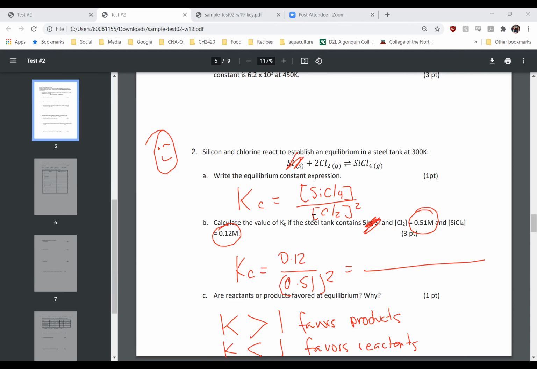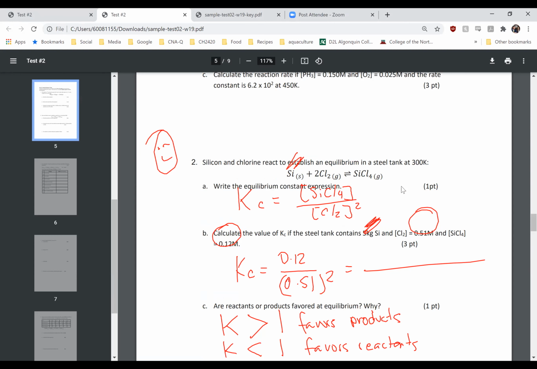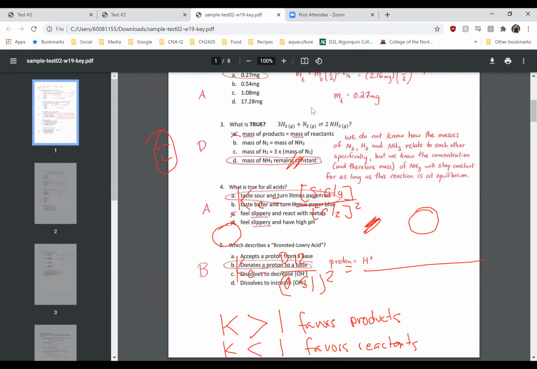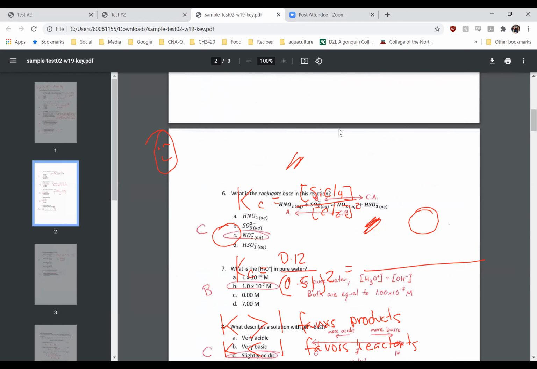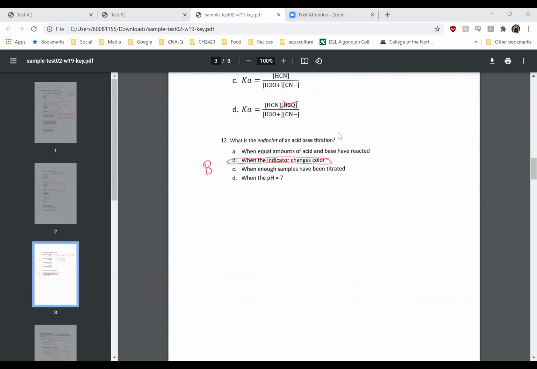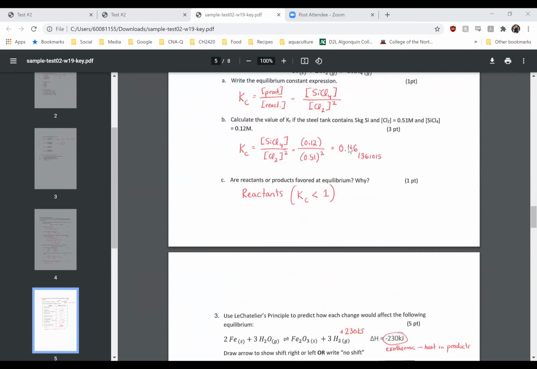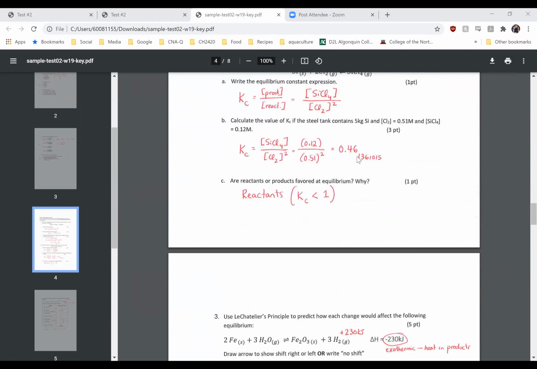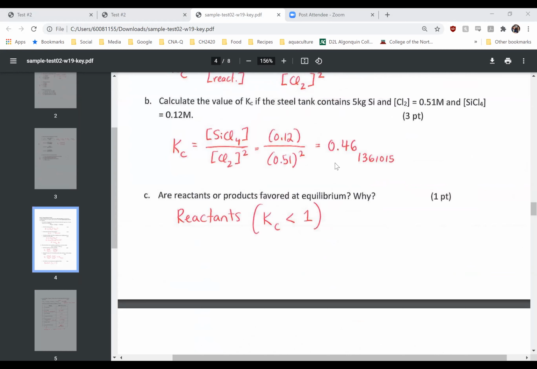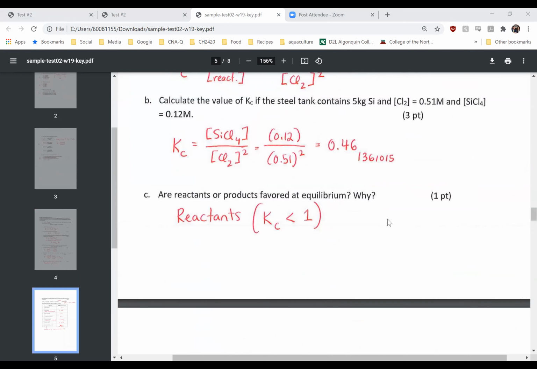When I did this on my calculator, I got a small number. So for me, it favors the reactants. When I did this on my calculator, I got 0.46. Here, I got the answers, which I'm going to share with you. Don't worry. Yeah, so I got for question B 0.46, which means the reactants are favored.